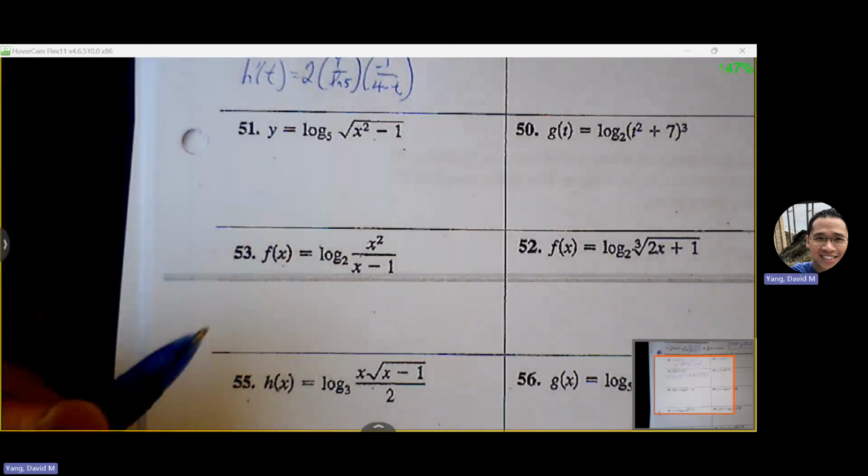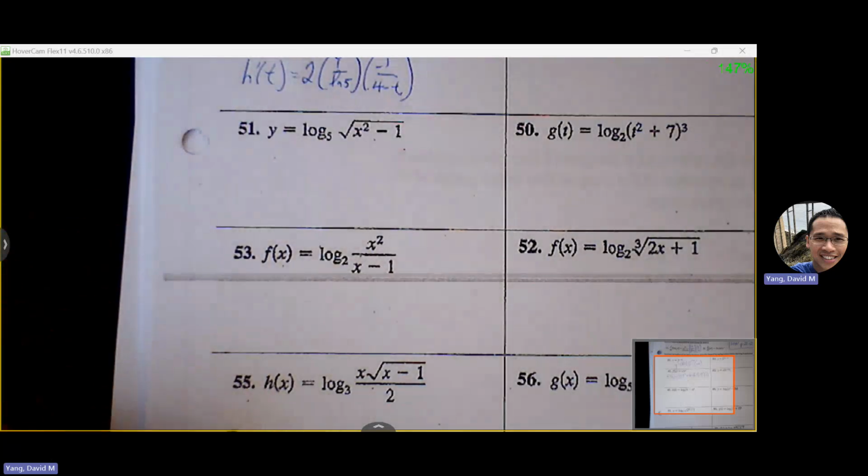Okay, try 51, 53, 55. You're going to be expanding or applying log properties, right? You're applying log properties for each of these before you explore your derivative rules.